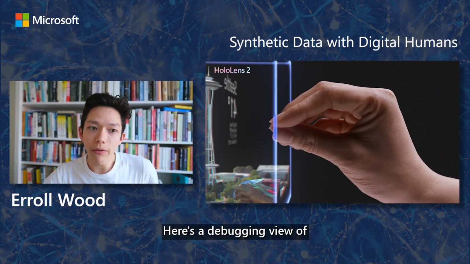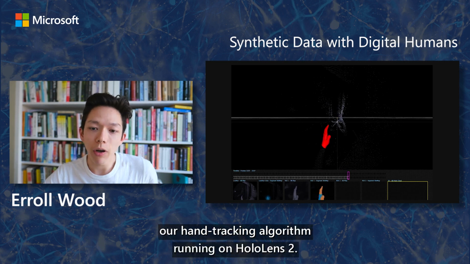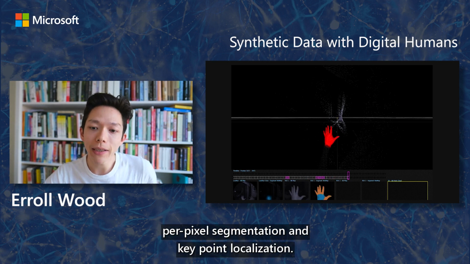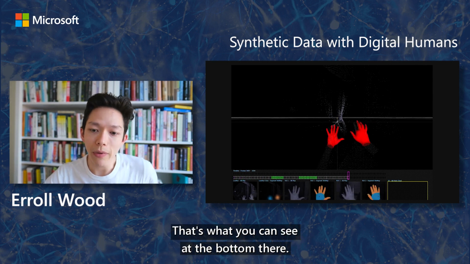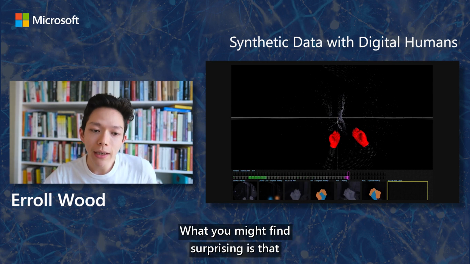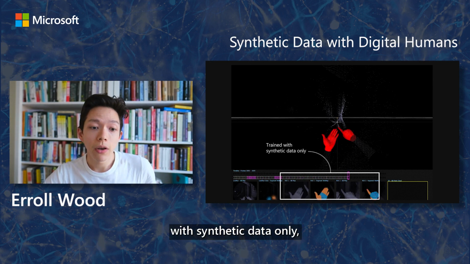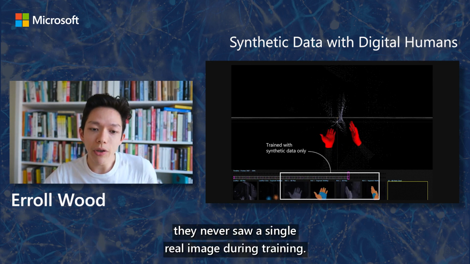So here's a debugging view of our hand tracking algorithm running on HoloLens 2. Hand tracking relies on model fitting and sophisticated machine learning for per pixel segmentation and key point localization. And that's what you can see at the bottom there. And what you might find surprising is that these neural networks were trained with synthetic data only. So they never saw a single real image during training.